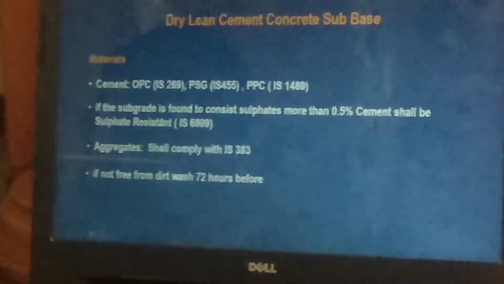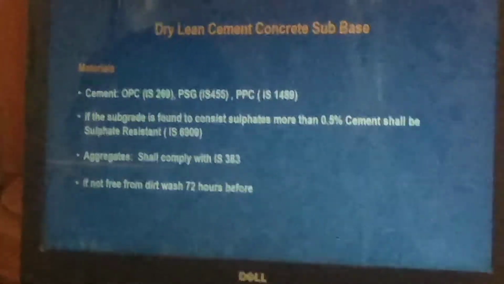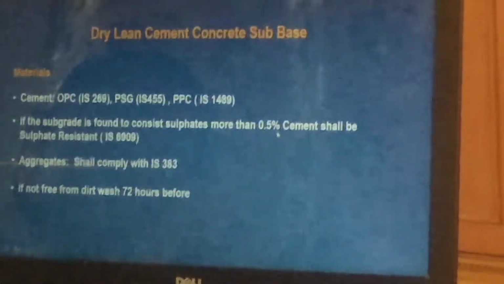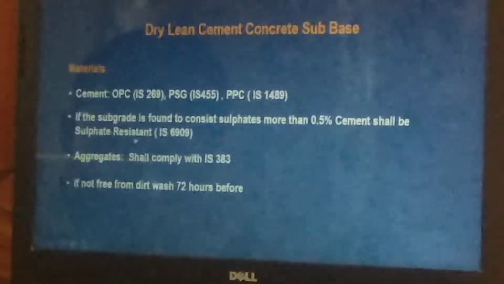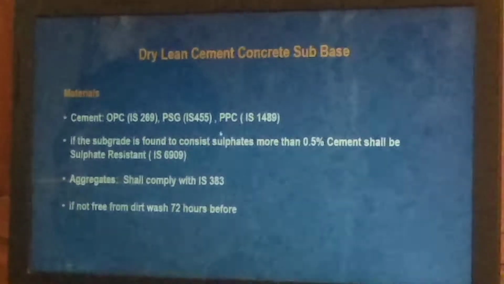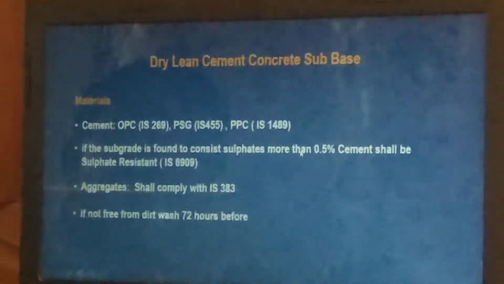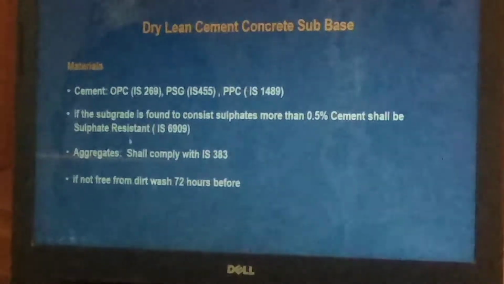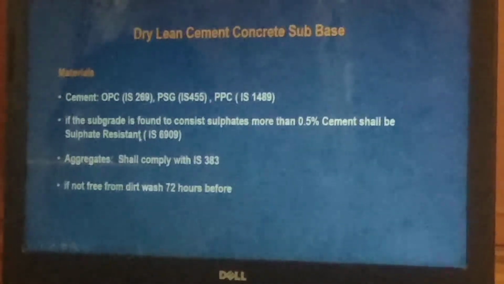If the subgrade is found to consist of sulfates more than 0.5%, cement shall be sulfate resistant. What does it mean? If you see the subgrade is having the sulfates more than 0.5%, cement shall be sulfate resistant cement.